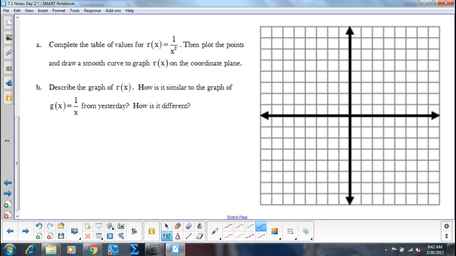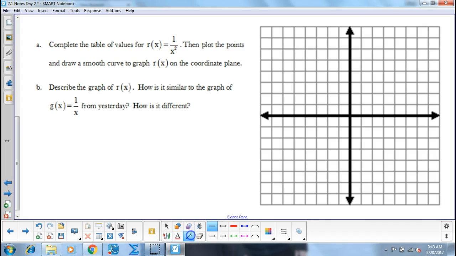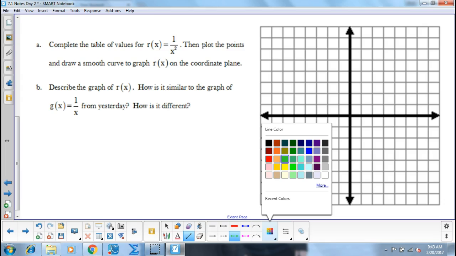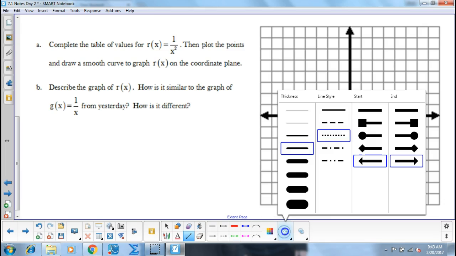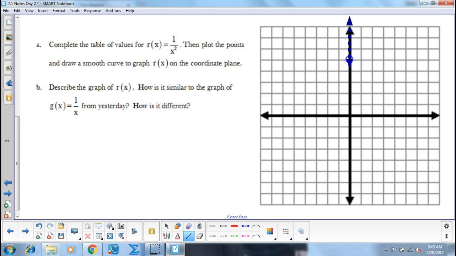So, first off, because we had an undefined, that looks good there, that means we said a vertical asymptote. So our function cannot have a value at x equals 0. Okay? Undefined there.